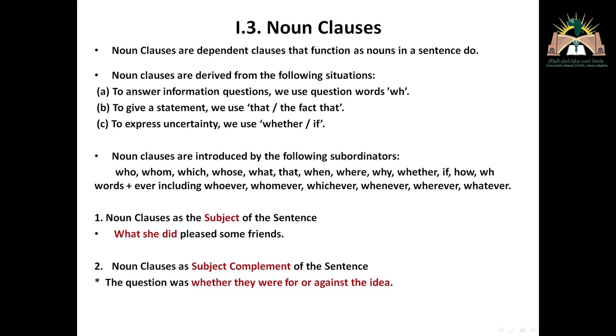Following, noun clause as subject complement. Look here. The question was subject, predicate, verb. What about this? Whether, uncertainty. Whether they were for or against the idea. Here, this noun clause initiated by whether is acting as the subject complement. In matter of grammar or syntax, it is functioning as a subject complement of the subject. What is the question? The question is whether they were for or against the idea. So the whole clause is acting as subject complement. It completes the meaning of the subject.